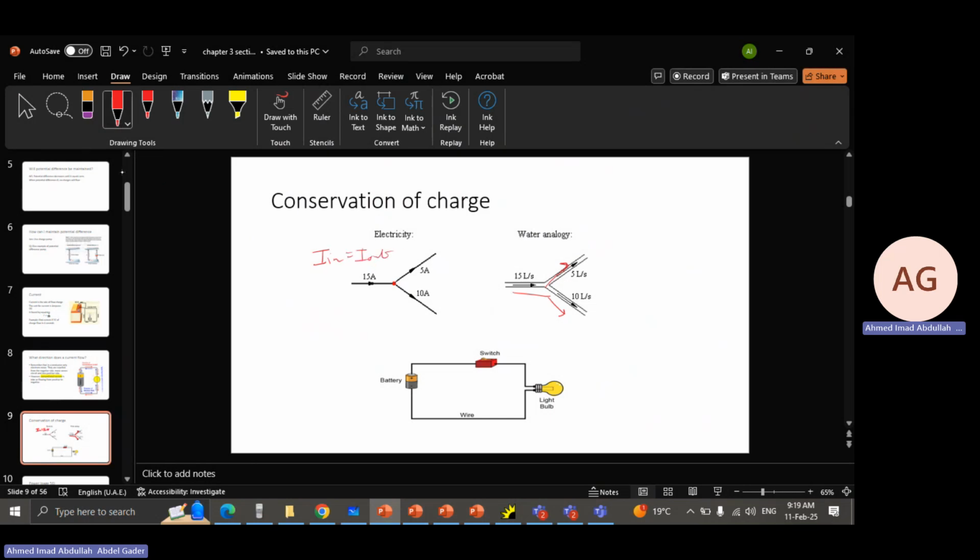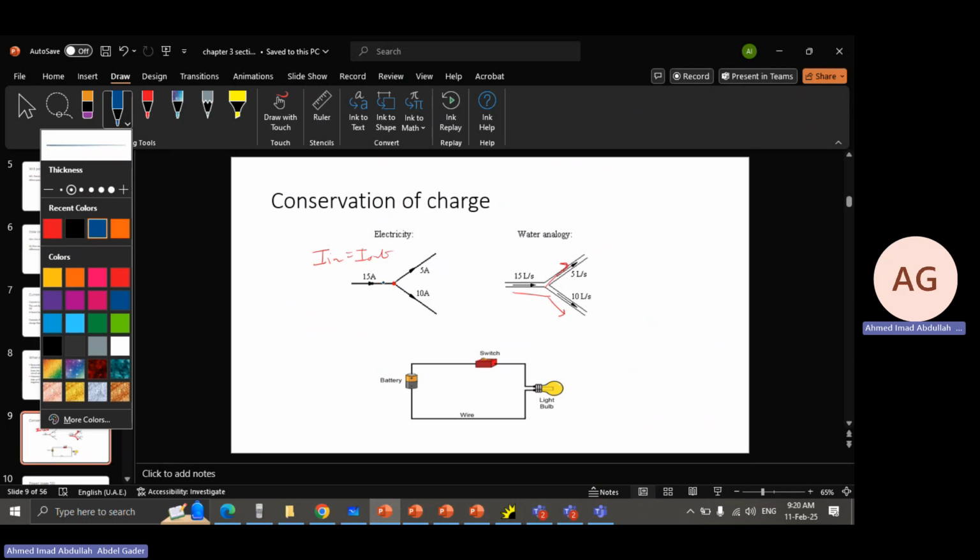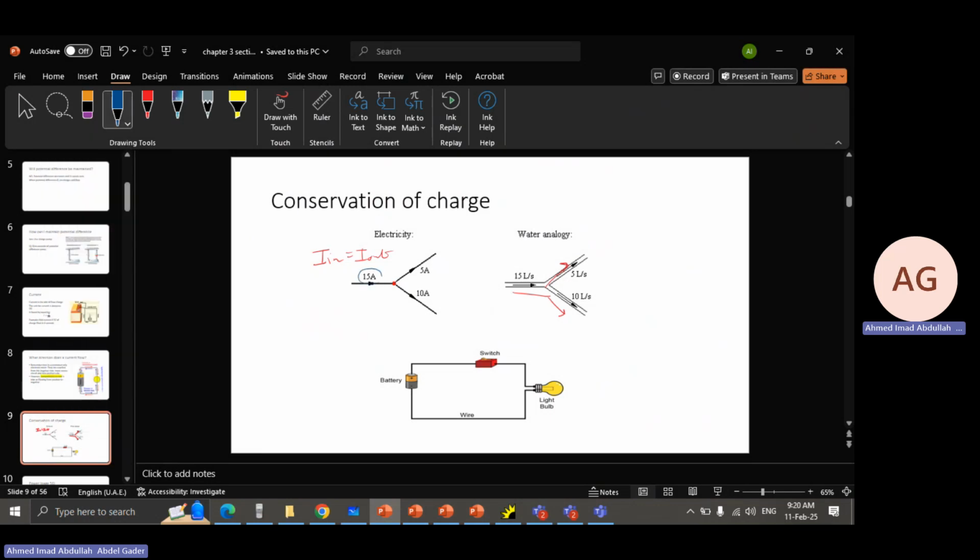So how would I solve such a case? I would start labeling each current. So I would label this, the arrow is pointing into the junction, I would label it as in. This current, the arrow is pointing out, so I'd label it out. And finally, this 10 amp branch, the arrow is pointing out, so I would label it as out. Law of conservation of charge, current in, which is 15, equals current out, which is 5, plus 10.